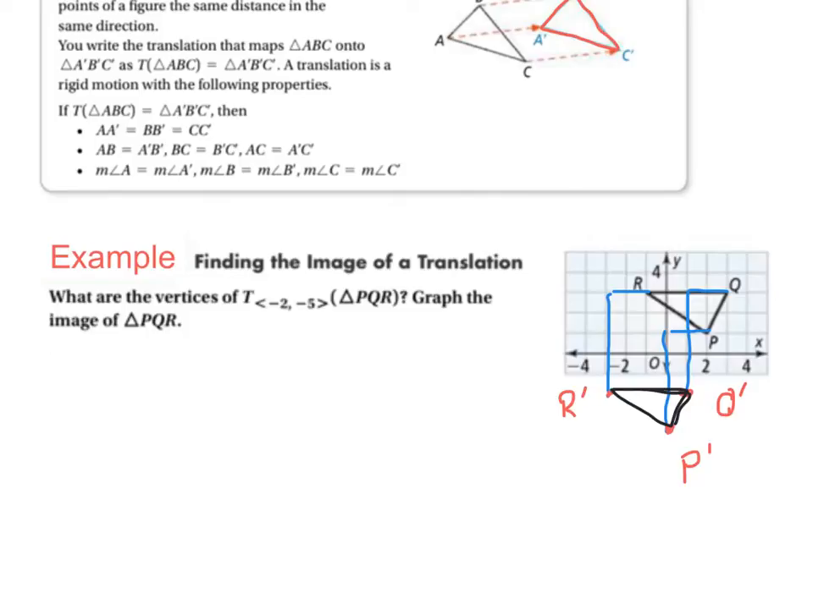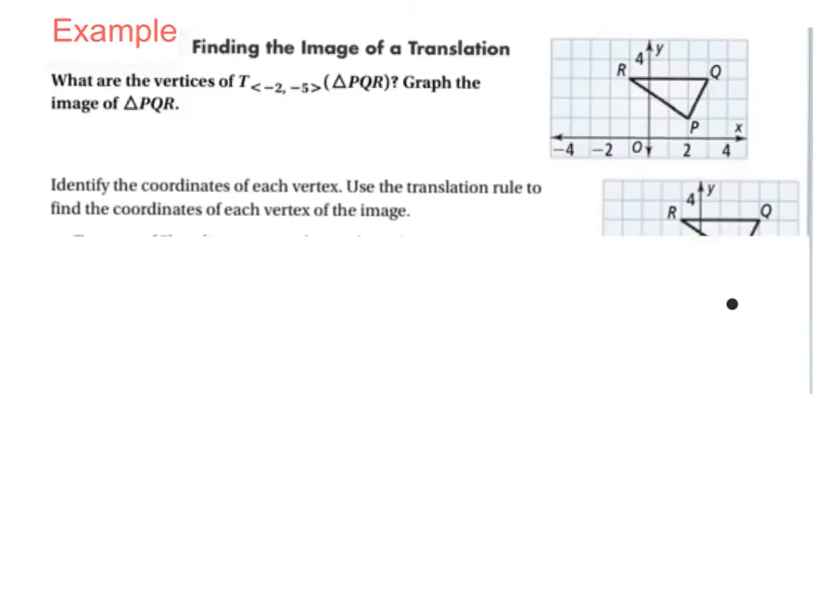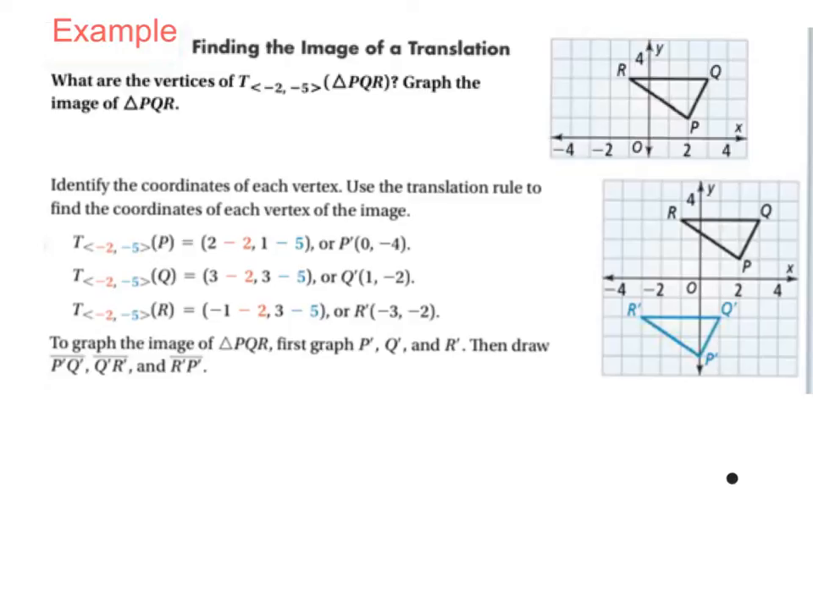Our image is going to be triangle P prime, Q prime, R prime. Notice I want to get the orientation the same, PQR. So here we are with that same example from what we just looked at. And here's the picture that we came up with.